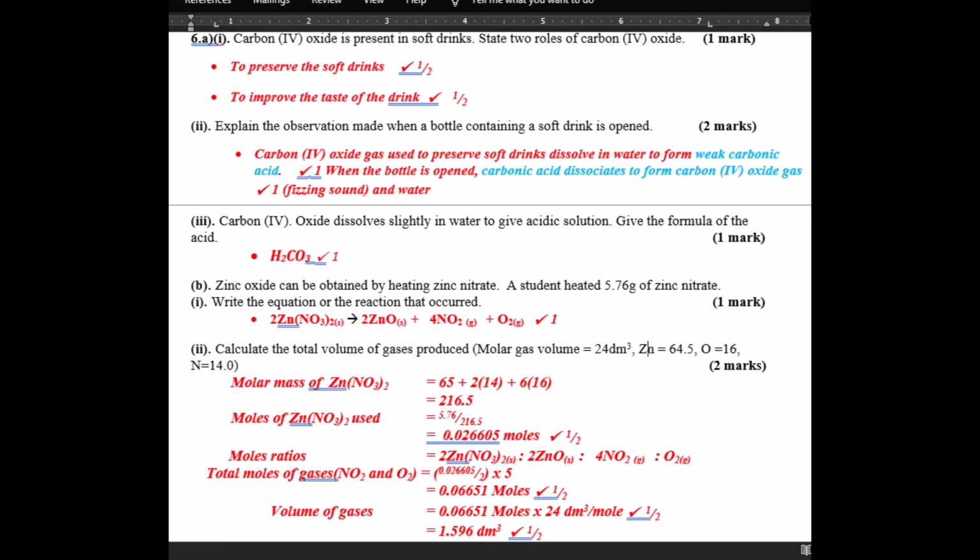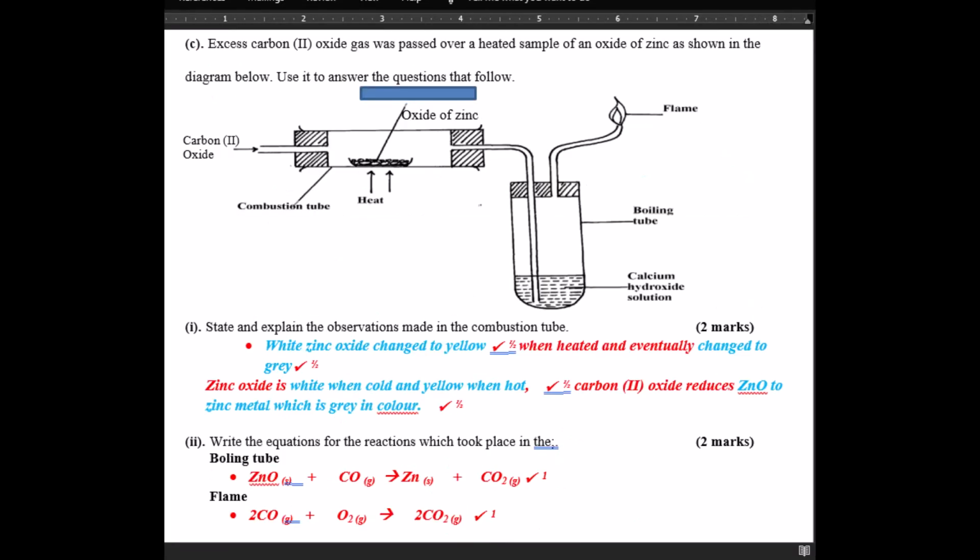If you want to get the total volume, it is the number of moles multiplied by the molar gas volume, 24 dm cubed, and you get 1.596 dm cubed. That is with part 6.